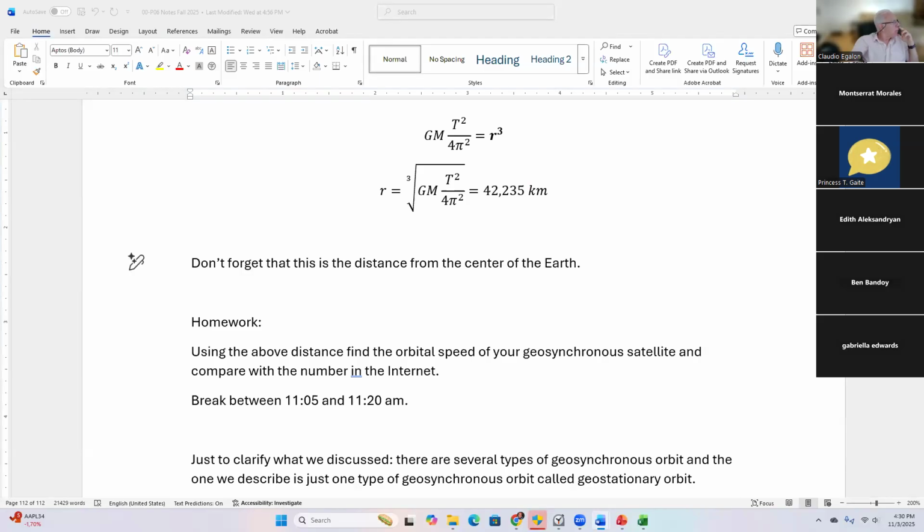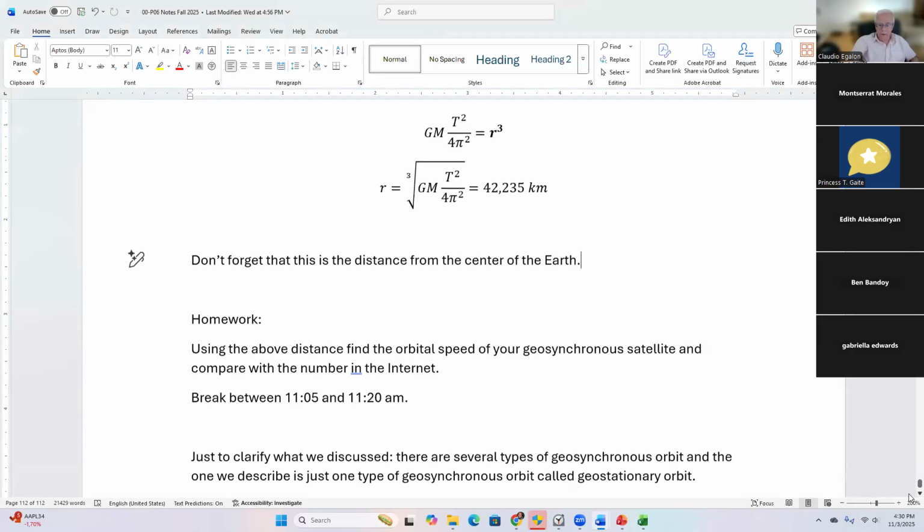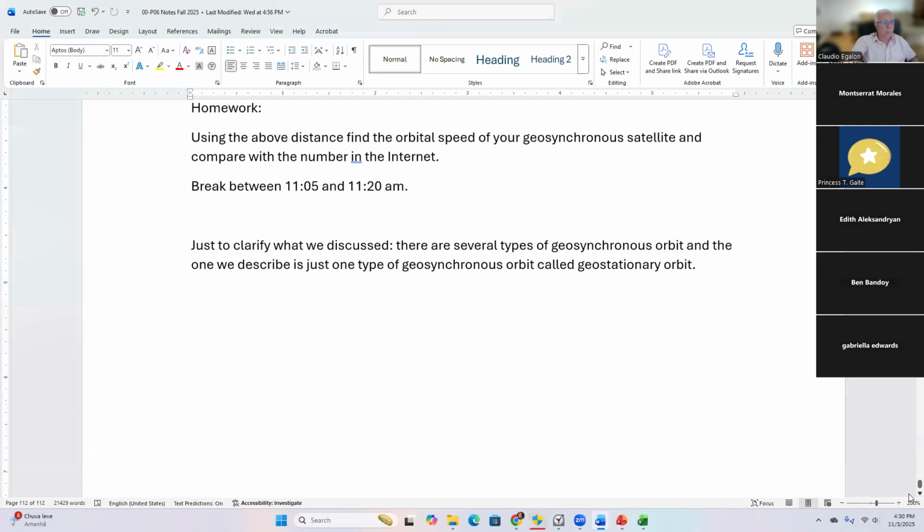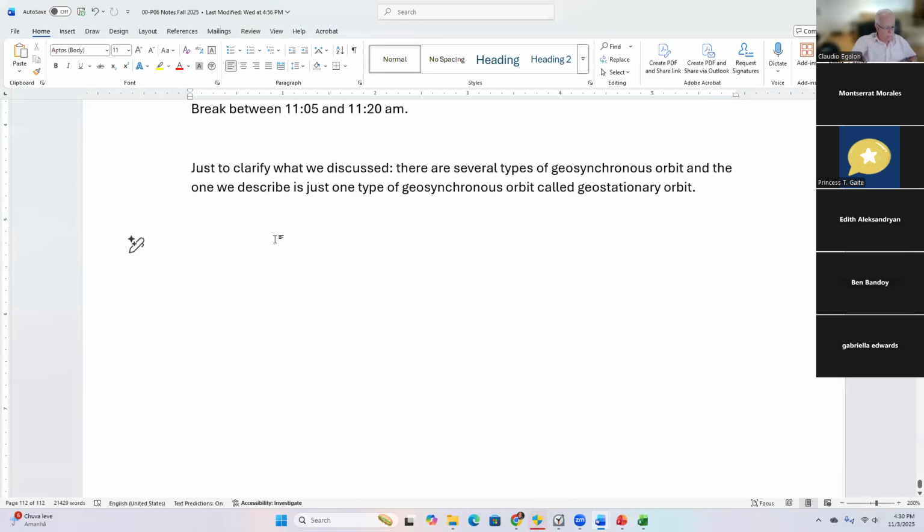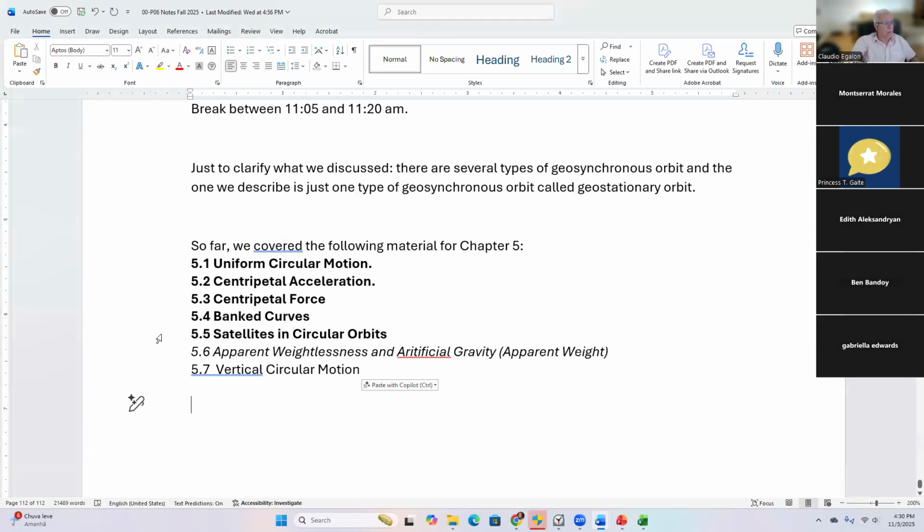We are done with satellites in circular orbit. Like I said, we are not going to cover the other types of orbit because it's too much. It is mathematically very complicated. Okay.